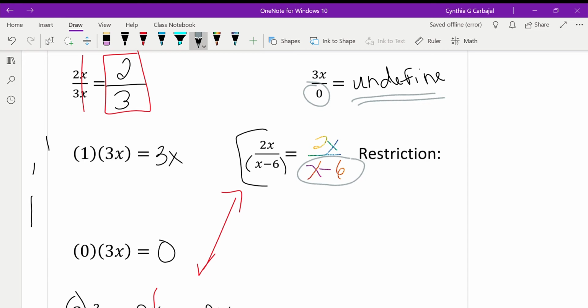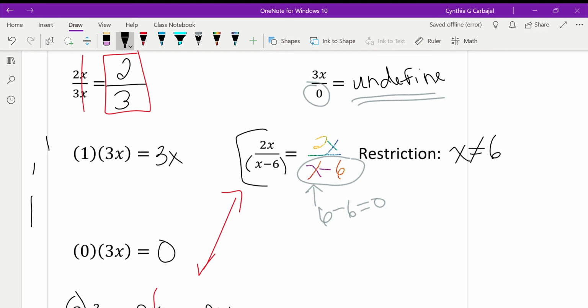Well, the only thing that would make this denominator go to 0 would be if x was a 6. Why? Because if I have x minus 6, or 6 minus 6, then the denominator would be 0. So my restriction here is going to be x cannot equal 6.